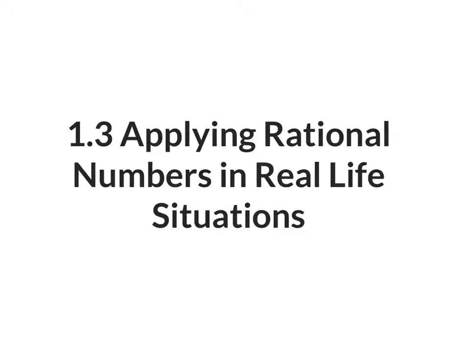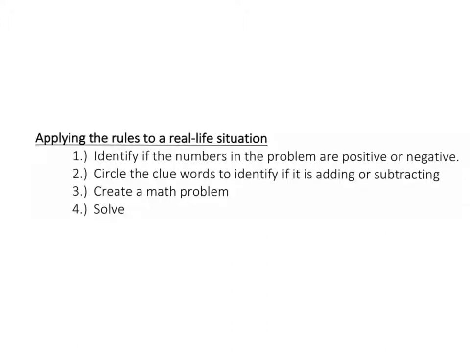Today we are going to talk about applying rational numbers in real-life situations. Here we are given 4 rules for applying to real-life situation word problems. The first rule is identify if the numbers in the problem are positive or negative. The second rule is circle the clue words to identify if it is adding or subtracting. The third rule is to create a math problem. The fourth rule, go ahead and solve it.